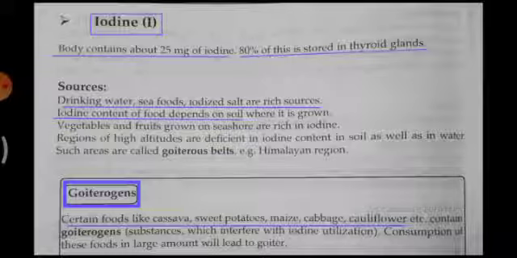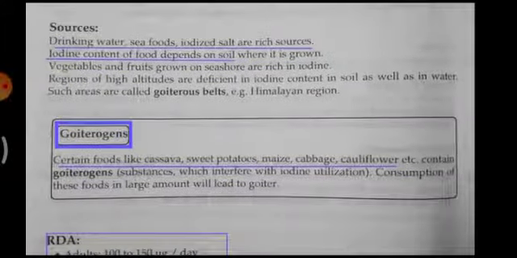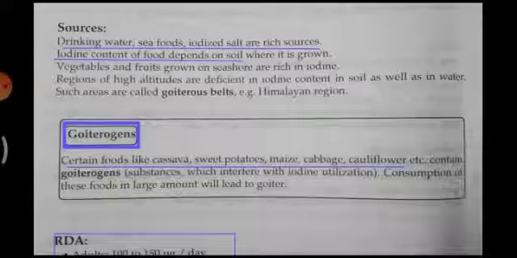The body contains about 25 milligrams of iodine, 80% of it stored in the thyroid glands. The sources of iodine are drinking water, seafoods, and iodized salt, which are rich sources. The iodine content of food depends on the soil. If it is near the sea, the soil itself contains iodine, and the food obtained from that soil contains more iodine. Vegetables and fruits grown on the seashore are rich in iodine.